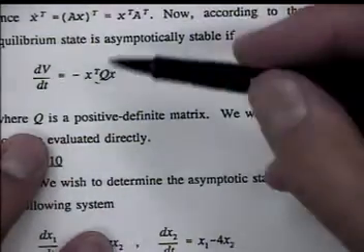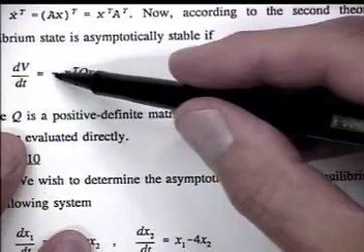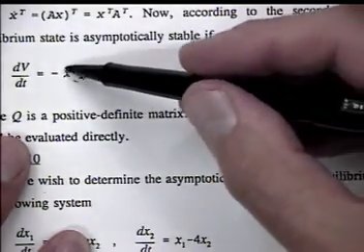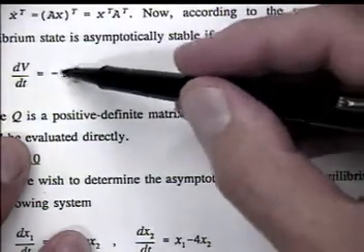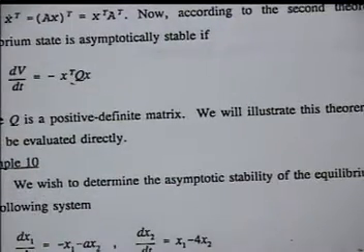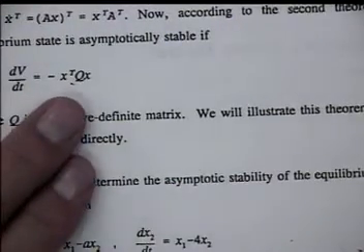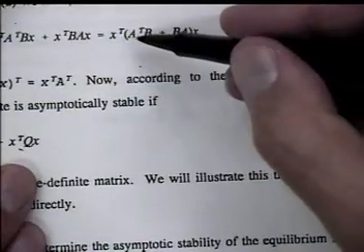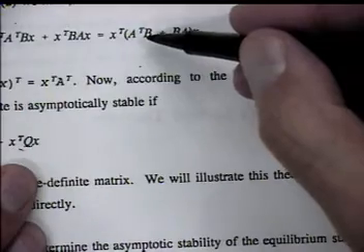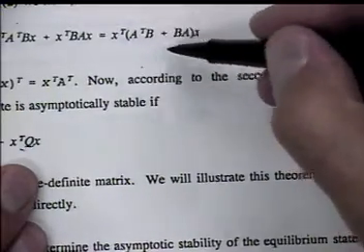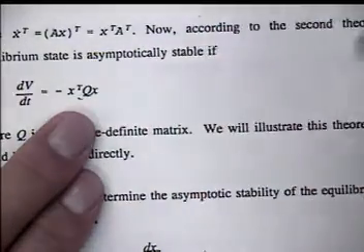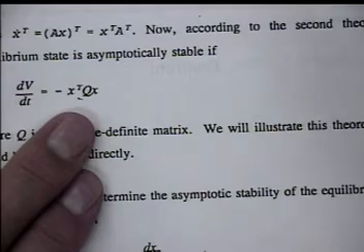Now, if this is a minus sign, then Q should be positive definite, because x transpose Qx should be positive, and then minus something positive will be negative. Okay, so that is what he says. That means that if we can find such B that the sum A transpose B plus BA can be represented as minus Q, then everything is okay. That is what Lyapunov says.